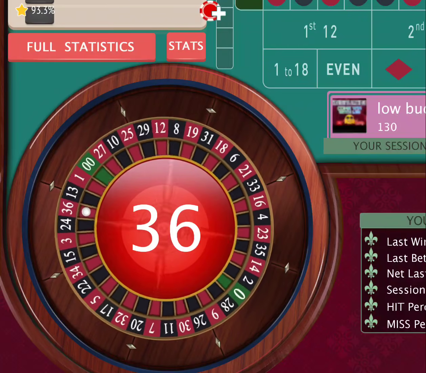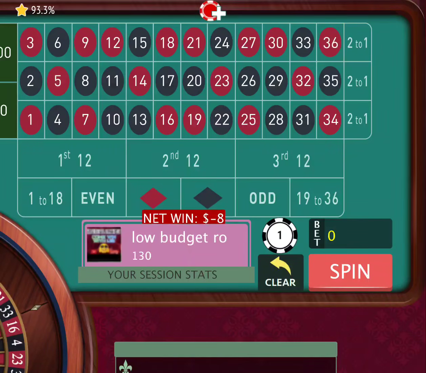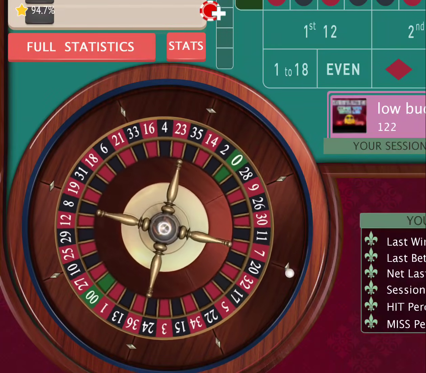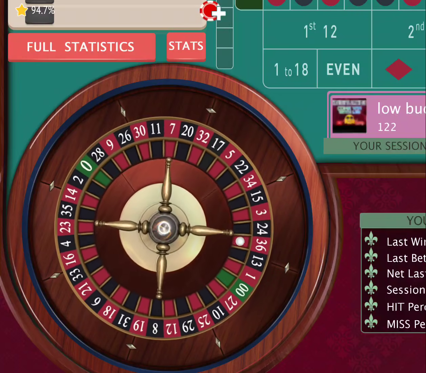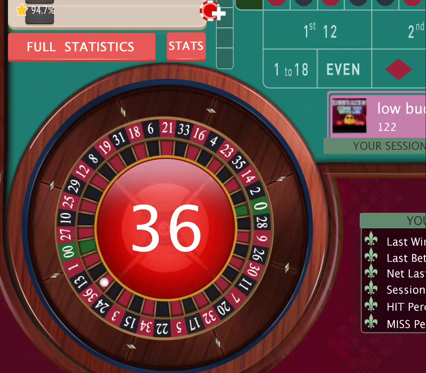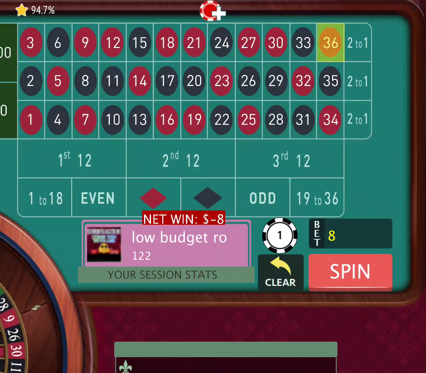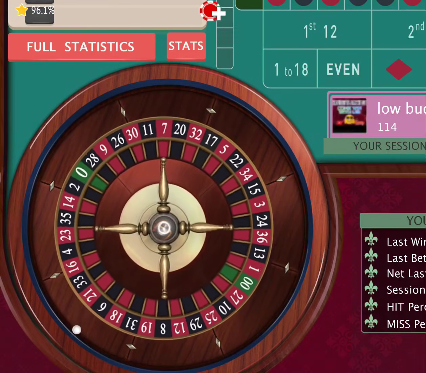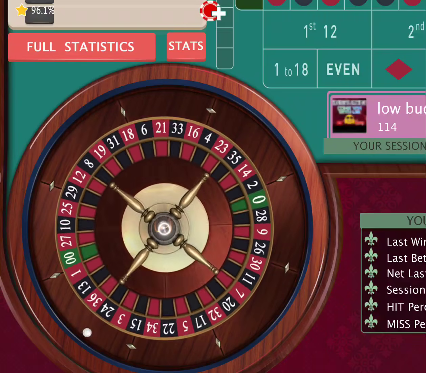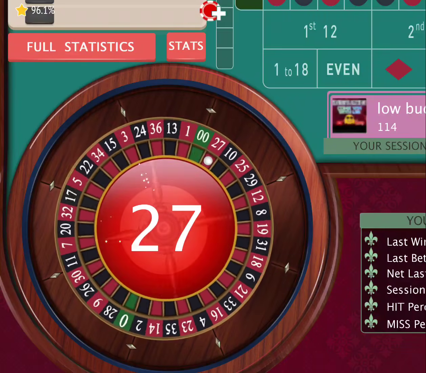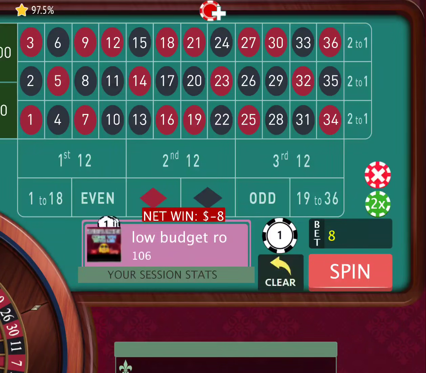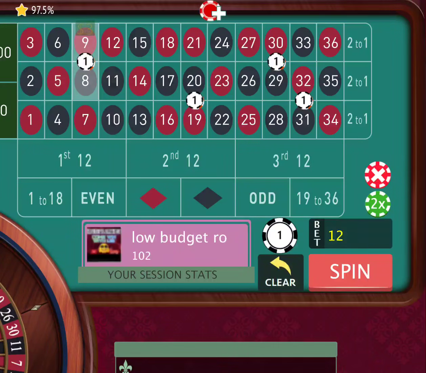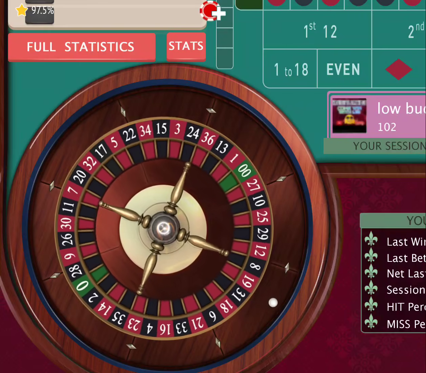The next one is 36. We're going to spin again. 36 for a second time, and we spin again. 27 comes out, and that's a loss. Okay, we're going to ladder the system again by 4 units and just spin.